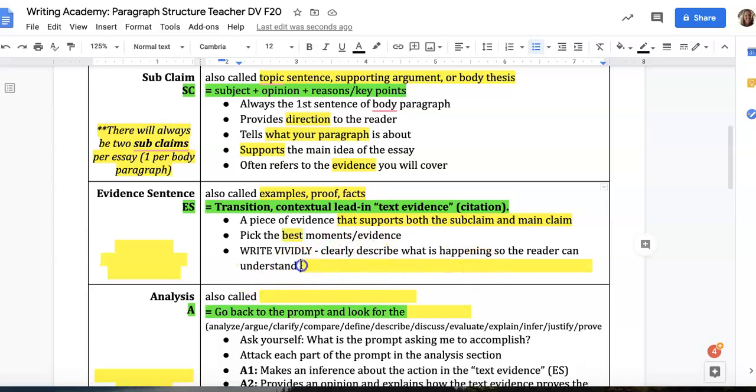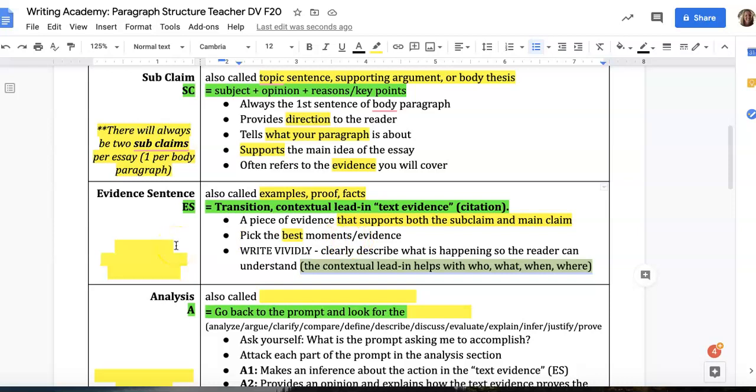And the best way you can do that is to provide some kind of context. You know, your contextual lead-in, which is the area of growth for many of you. It is essential that you continue to work on and develop your contextual lead-in. If you give the who, what, when, and where of what's happening, then it helps people understand what the text evidence is that you are sharing, and it helps you to make your main claim, your subclaim, very clear.